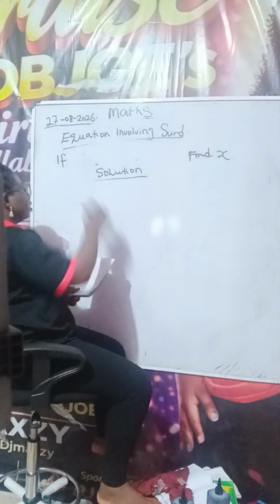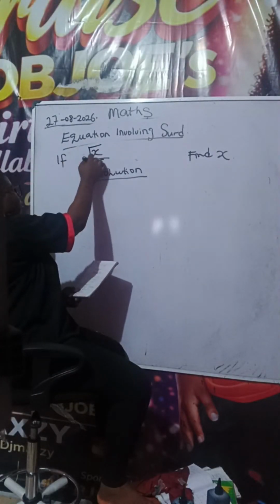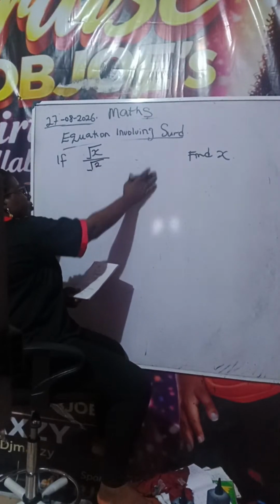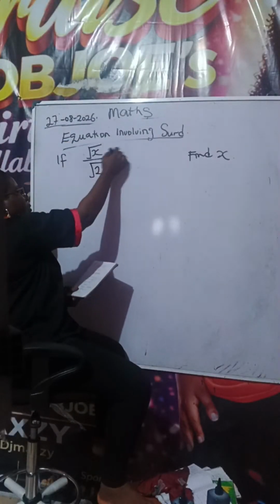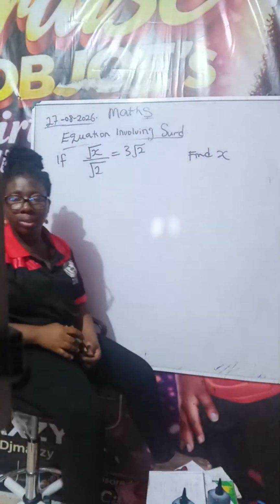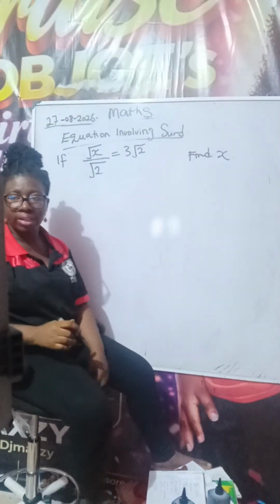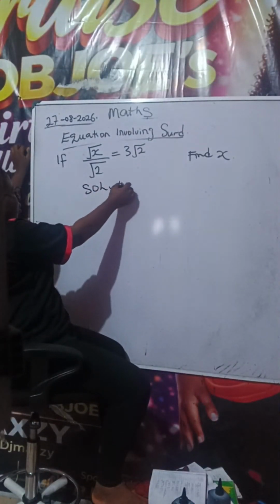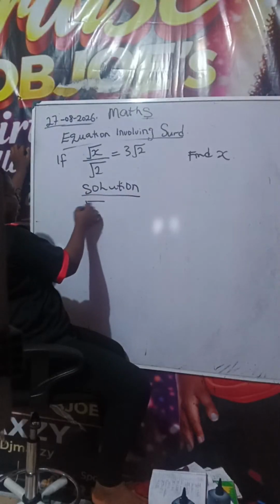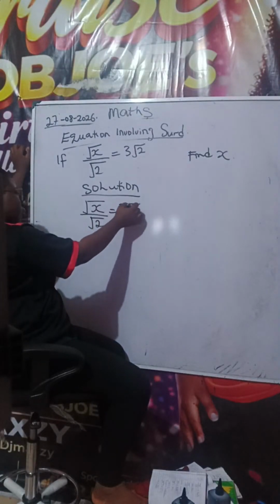Okay, look at this. I have root x all over root 2 equals 3 root 2. So what are we going to do? Let's first write our solution to bring the question down. So solution: we have root x over root 2 equals 3 root 2.